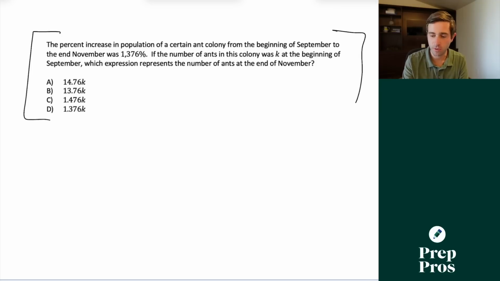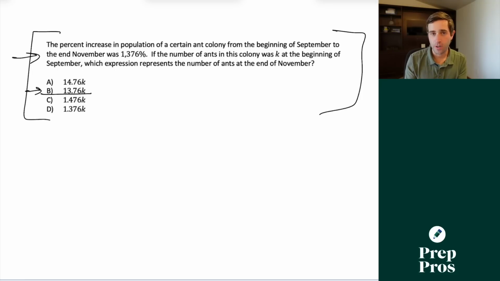But for this variety here, the reason the SAT loves these is everybody constantly feels like they find the right answer, but they're almost always missing these. So if we're working through this question, the percent increase in population of a certain ant colony from the beginning of September to the end of November was 1,376%. If the number of ants in this colony was K at the beginning of September, which expression represents the number of ants at the end of November? The super common mistake that tons of students make is they'll pick B here.